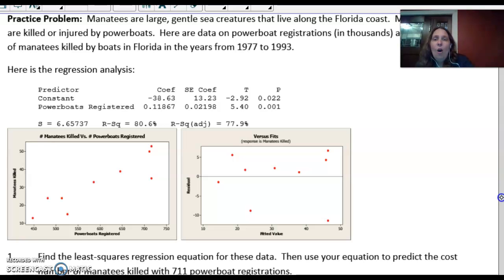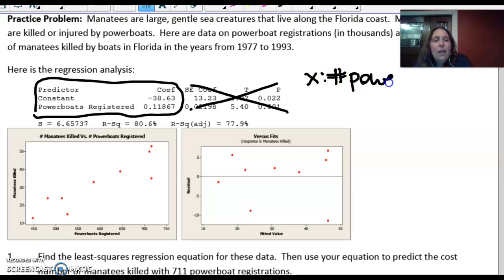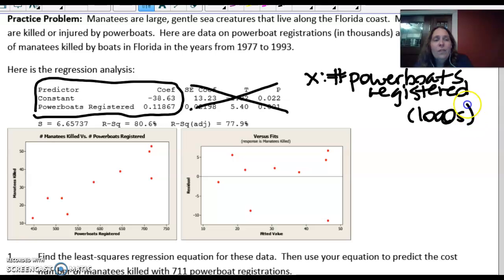If we had gone through the entire year's curriculum, we would be using even more information. But for right now, all we're focusing on really is what we have here and what's underneath. So we don't need these last 3 columns of data. That will be interesting someday when you get to do linear regression inference, but you don't need it right now. So taking a look at this, our value of X is going to be the number of powerboats registered. And again, that's measured in thousands. You could tell that by looking at your graph, even if you couldn't figure it out by reading the problem. Then your Y is going to be the number of manatees killed.